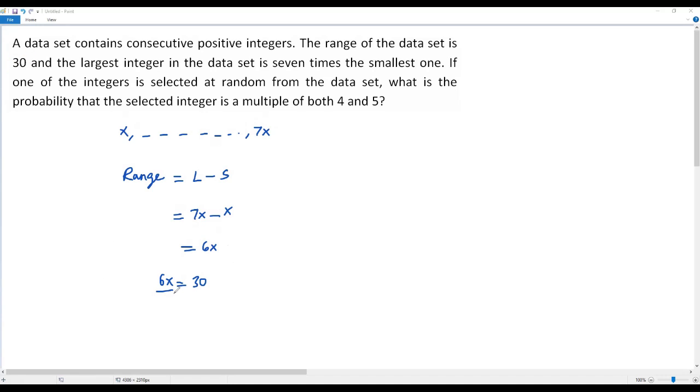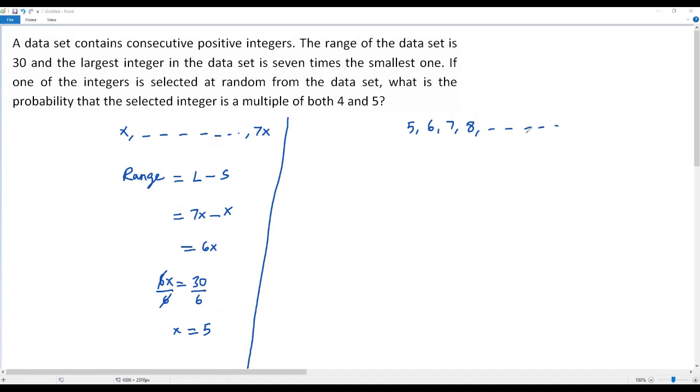Let's solve for x in this equation. For that we have to divide both sides of the equation by 6. Then this 6 will cancel out. I am getting x equals 5. Here I got the smallest positive integer in the given data set. Then the consecutive positive integers will be 5, 6, 7, 8.